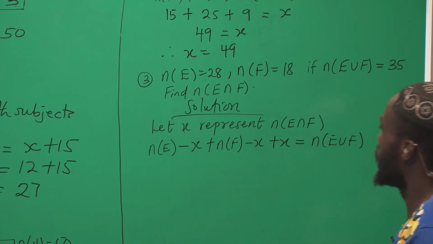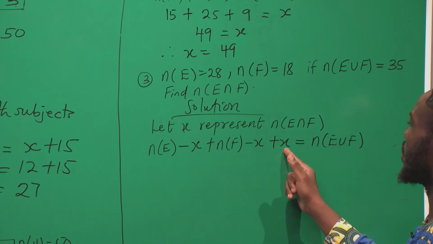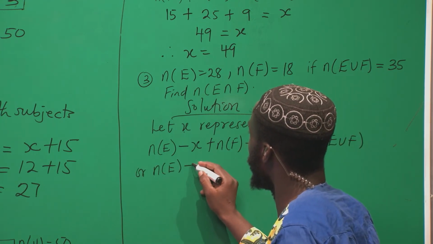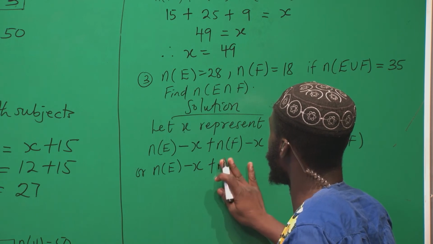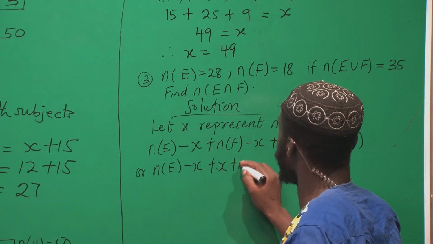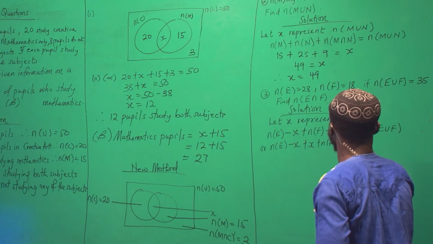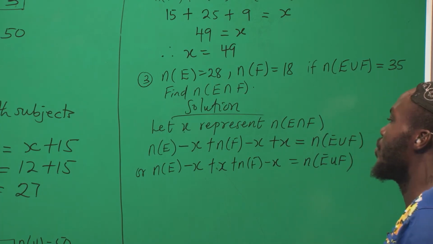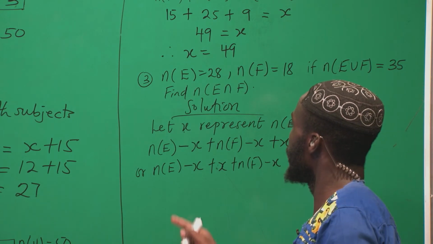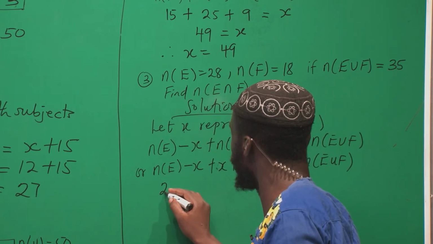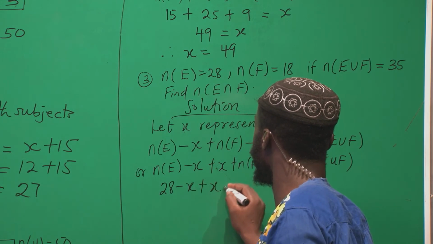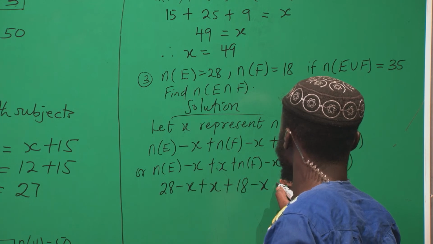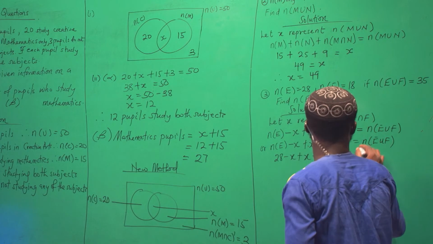So if students are a little confused about what I've done, that is this. It's the same. Or it can be n of E minus X plus X, then plus n of F minus X is equal to n of E union F, the same. Now let's solve. n of E is 28, so 28 minus X plus n of F, 18, minus X is equal to this, that is 35.